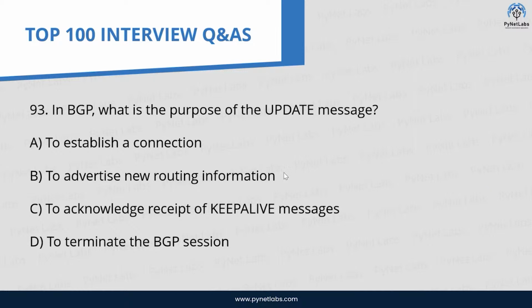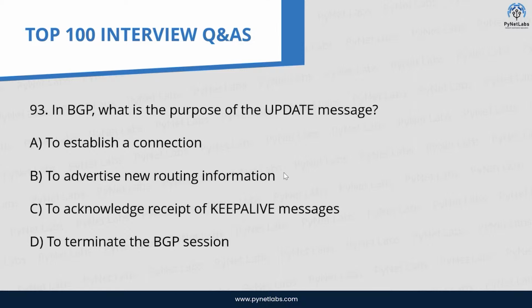So the correct answer here is option B, to advertise new routing information, because the purpose of the update message is just to advertise new routing information. Routers use the update message to inform their neighbors about changes in the routing information, such as new prefixes, any withdrawn prefixes, or any path attributes. So the correct answer is option B.